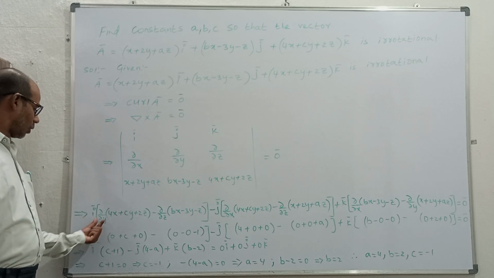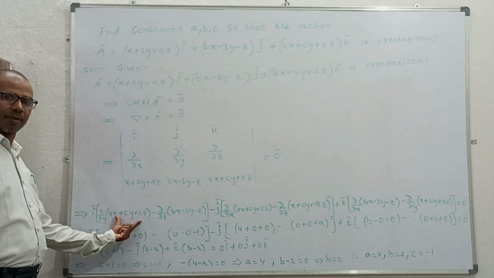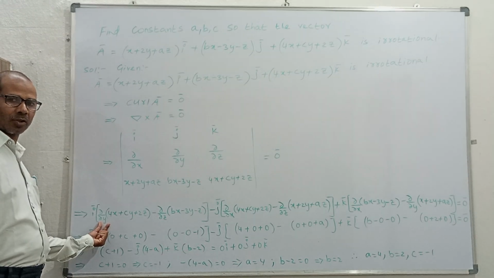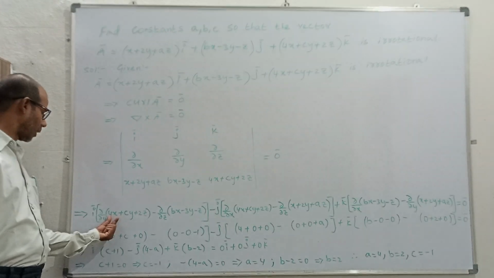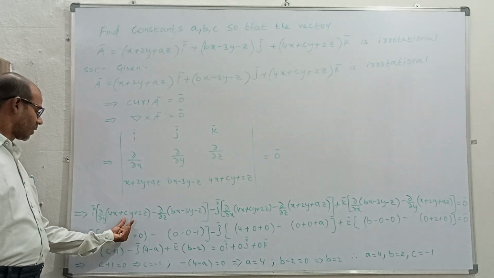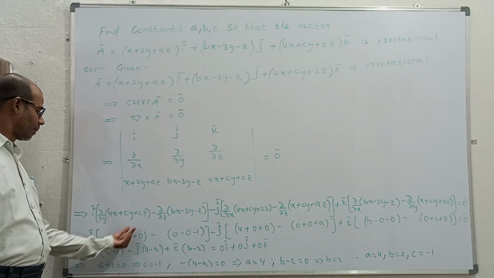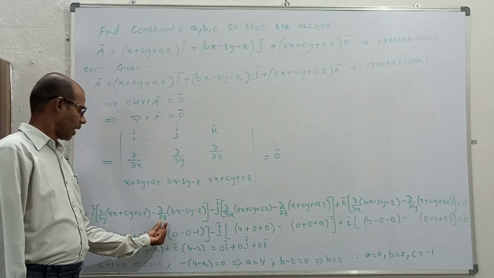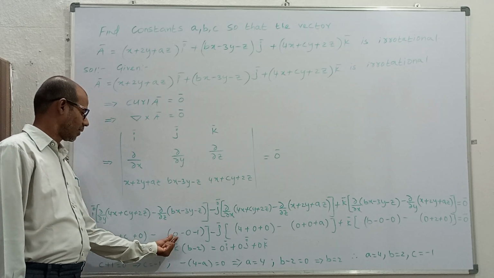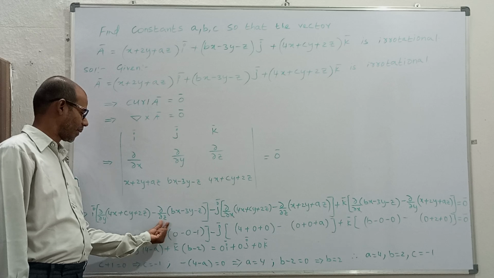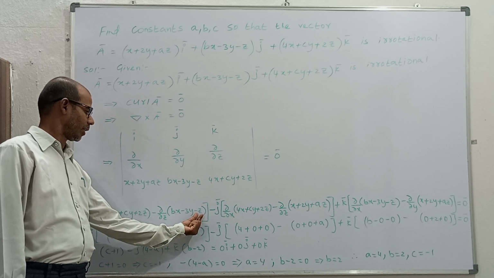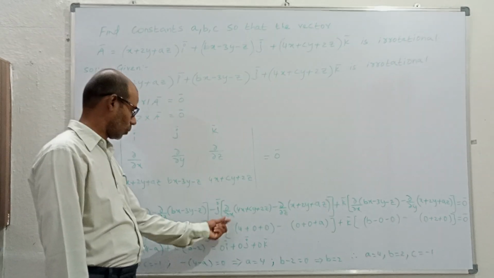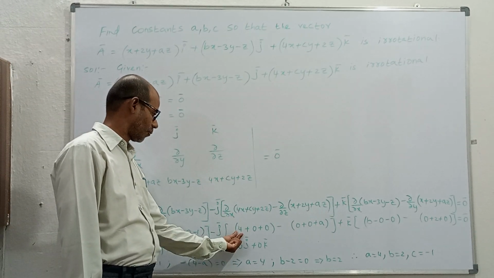Now for i bar, we are partially differentiating this function with respect to y. Except y, all the variables are treated as constant. So the partial derivative of 4x with respect to y is 0, of cy with respect to y is c, of 2z with respect to y is 0. Minus the partial derivative of bx with respect to z is 0, of minus 3y with respect to z is 0, and of minus z with respect to z is minus 1.